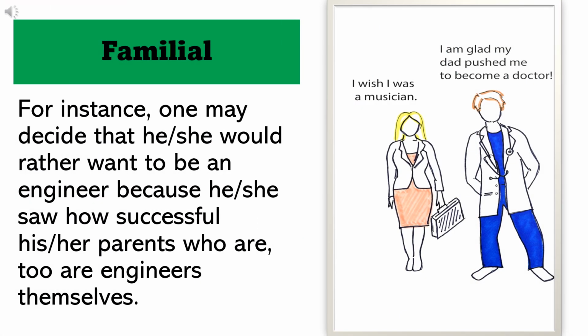Since humans are social in nature and people are at times influenced by their surroundings, leaning toward a certain career path may be affected by familial factors. Having that said so, some students may anchor their decisions on the environment to which they grew up or where they are exposed to. For instance, one may decide that she would rather want to be an engineer because she saw how successful her parents who are engineers themselves.